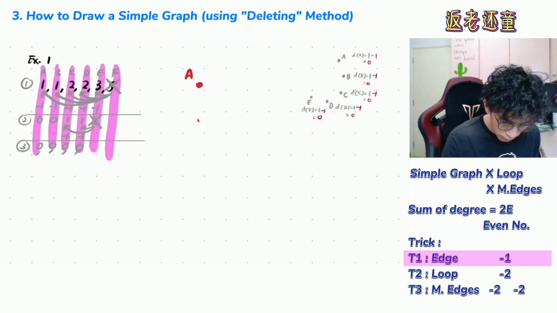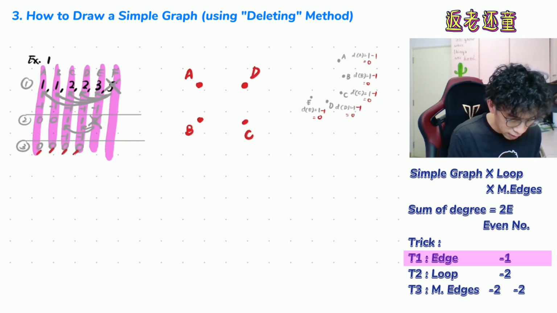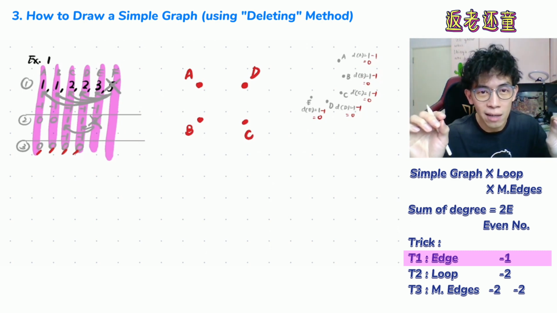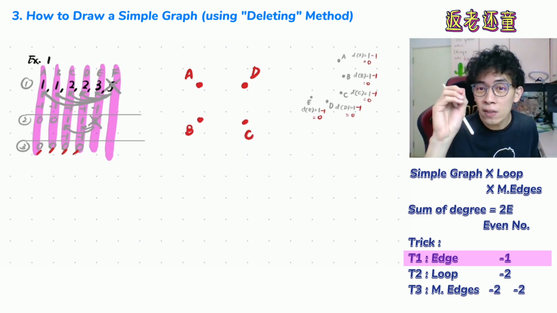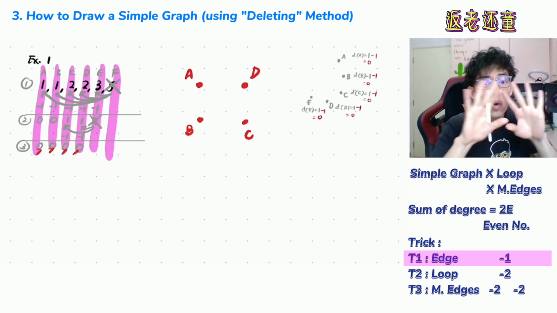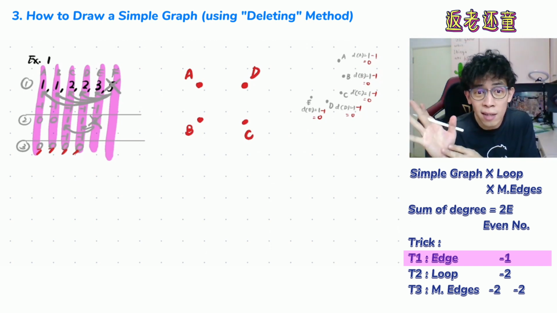A, B, C, and D. You see this? A, B, C, and D. Do you connect them? The answer is no. Because it's already stated there, the degree is 0, 0, 0, 0. No connection, just like the one at the side.